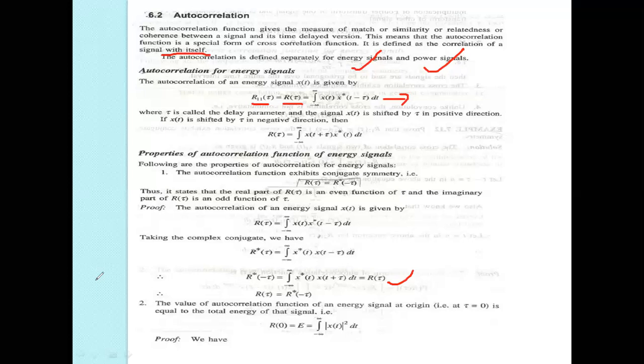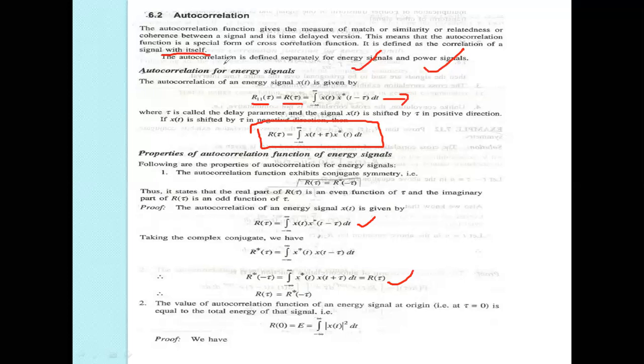Okay, it is also equivalent to R of tau, but the direction is different. This one is for the negative direction, and this one is a positive direction. Okay, x star of t is equal to x of t plus tau. So R of tau is equal to the integral from minus infinity to infinity of x star of t x of t plus tau dt. Then R of tau is equal to R star of minus tau. This is the first property.